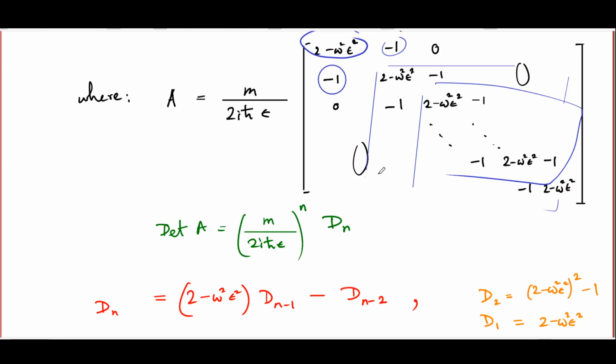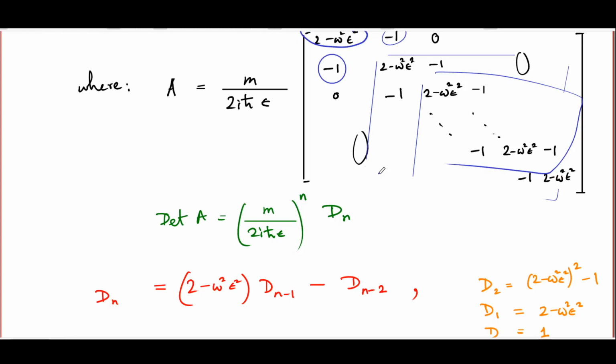Now, this is a recursion relation that we need to solve, but you need initial values for this, and the initial values that are obvious here are, for the 1 by 1 matrix, d1 is simply 2 minus omega square epsilon square, just a single element sitting here. For a 2 by 2 matrix, you have 2 minus omega square epsilon square whole square minus 1. So that's d2.